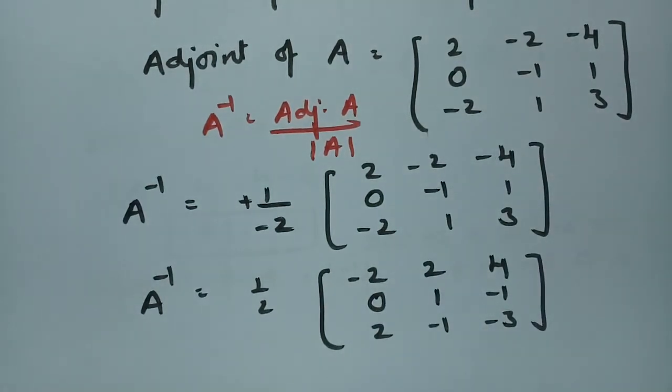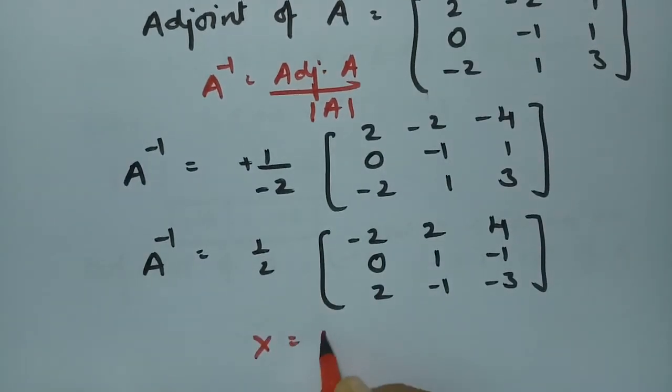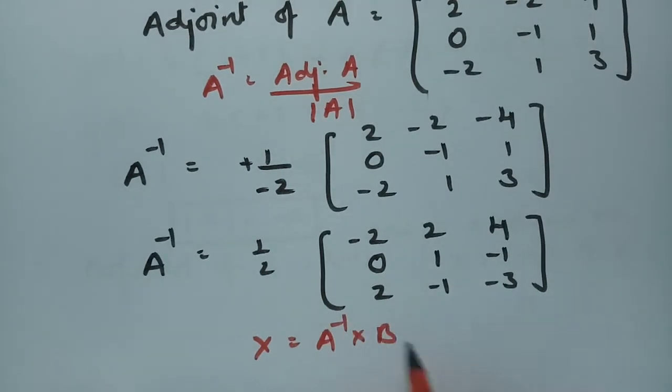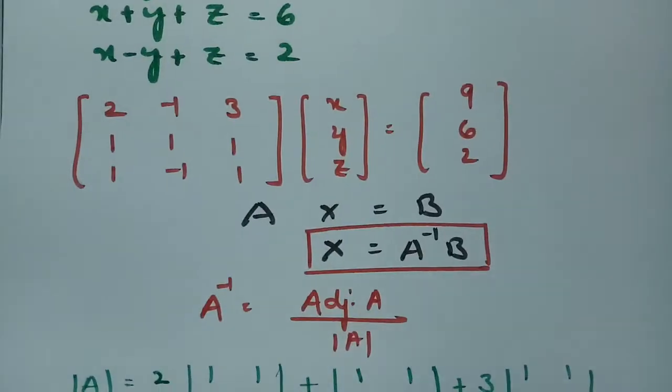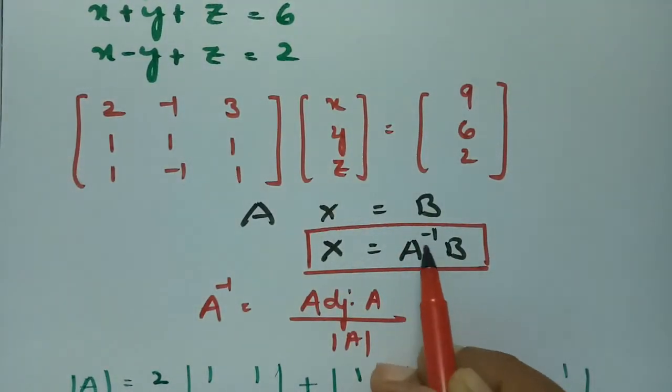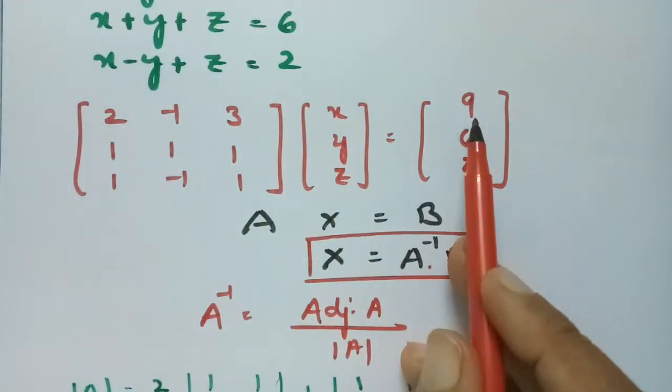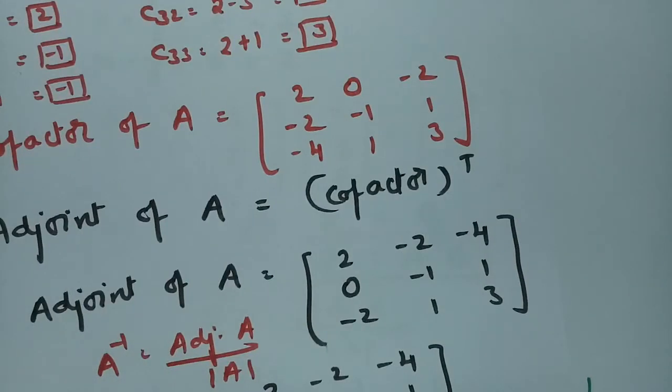And now we have a formula that X is equal to A inverse into B. So the formula here is X is equal to A inverse dot B. So B is 9, 6, 2. Now I am going to multiply. So if I multiply, see what happens here.